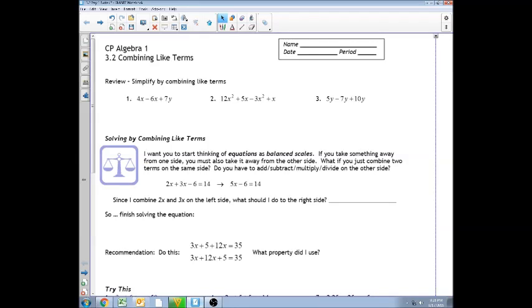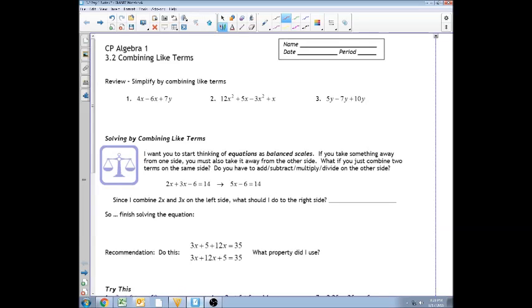This lesson is for my Algebra 1 class. It is 3.2, combining like terms. The first three here are going to be review based off of the combining like terms lesson we did a little while back. Go ahead and try 1, 2, and 3 on your own. Pause the video, give it a shot, and then come back and see how you did.